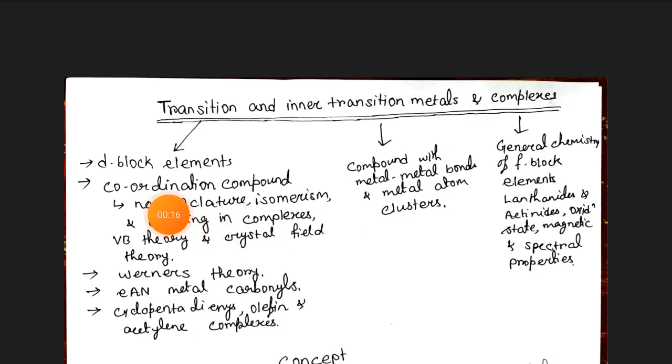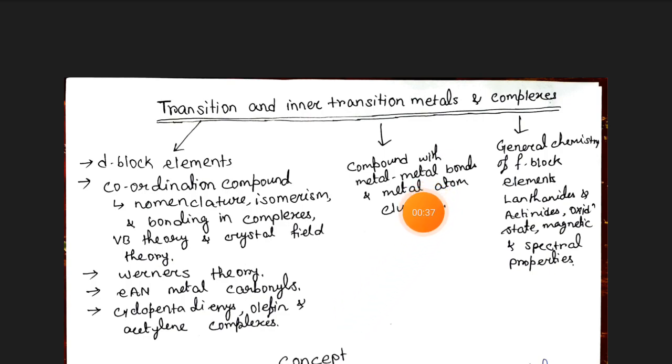The first one is the general characteristics of d block elements, then coordination compounds, nomenclature, isomerism and bonding in complexes, VB theory and crystal field theory. Then Werner's theory, metal carbonyls, cyclopentadienyl, olefin and acetylene compounds.